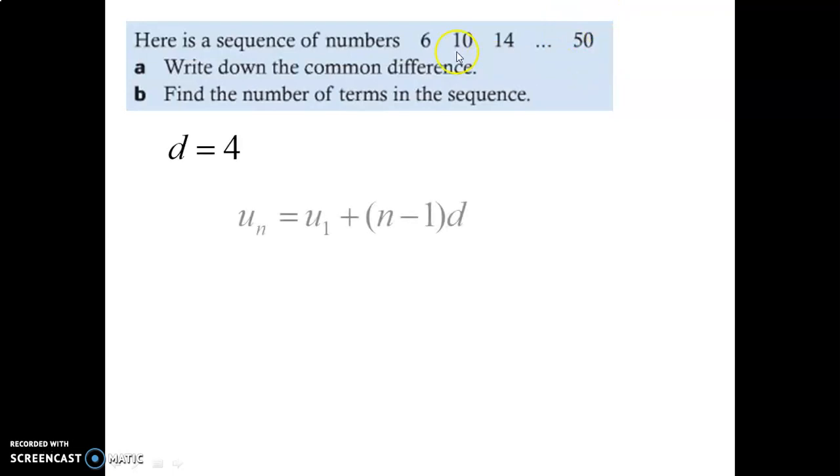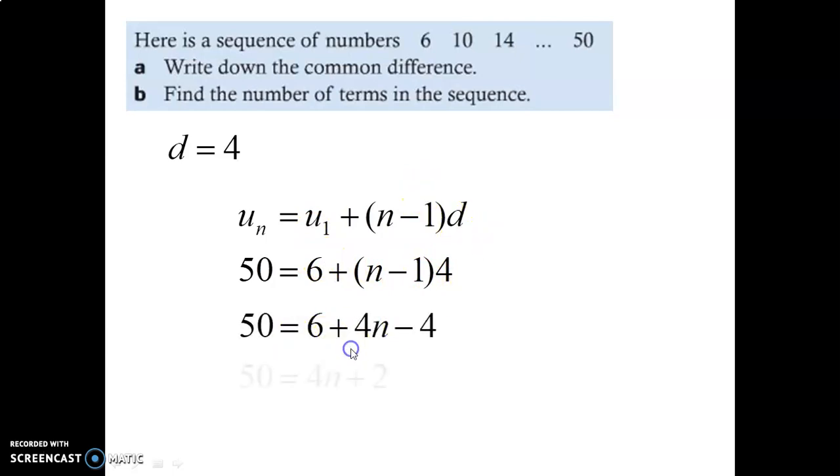Okay, the common difference is 4. We can see that clearly here. It's going up by 4. Then we use our big rule here, put in what we know. 50 equals 6 plus... this one's much easier than the last problem. Okay, solve that, and you get an n value of 12. That means there's 12 terms in this sequence.